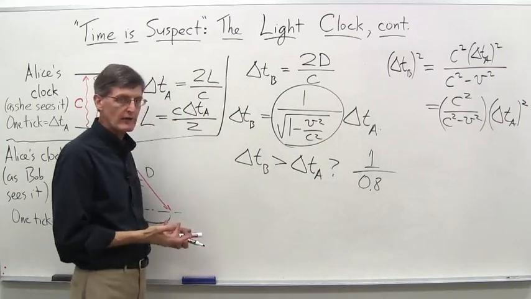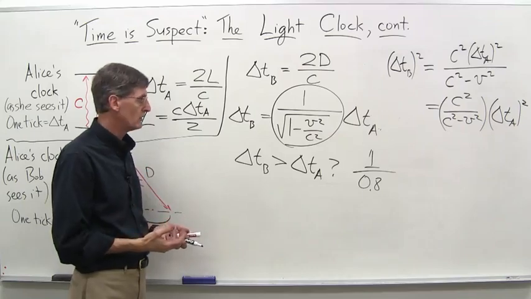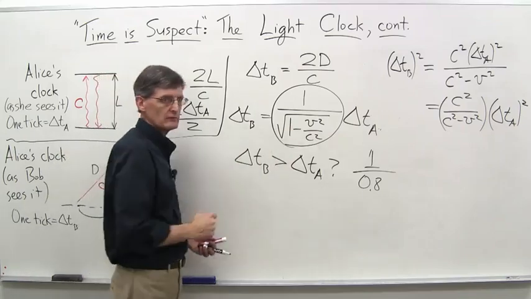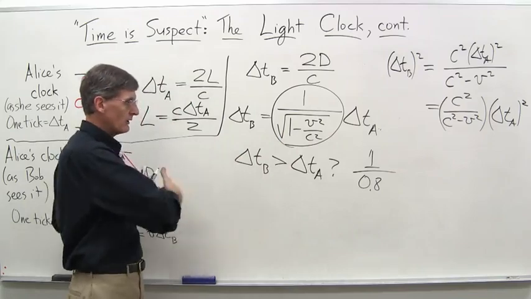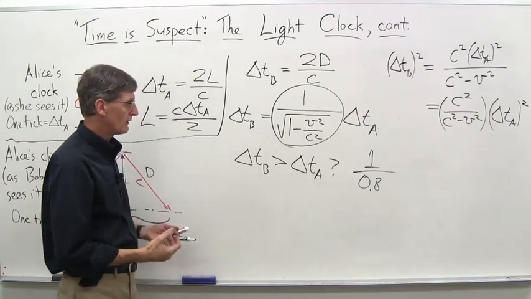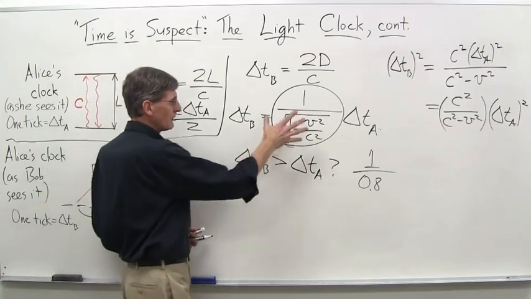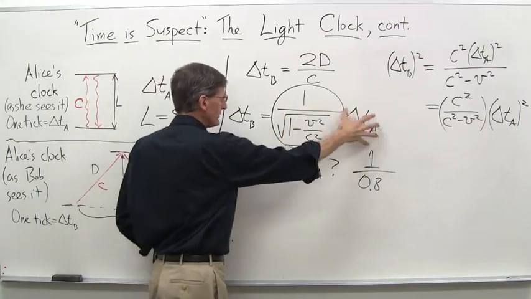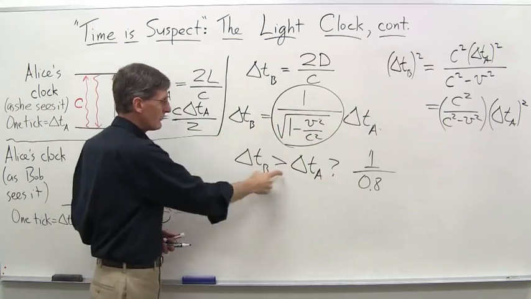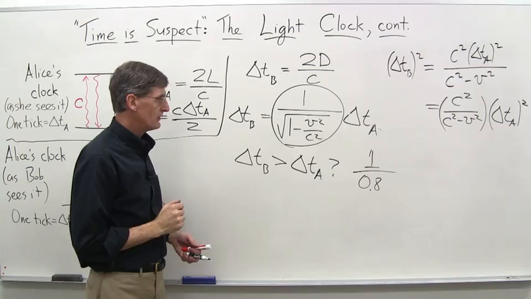Could be equal to 1, actually. It's going to be greater than or equal to 1. It's equal to 1 if v equals 0. But if v has any magnitude at all, it's going to be greater than 1, and therefore I'm going to have a number greater than 1 times delta TA. That means delta TB is going to be greater than delta TA.